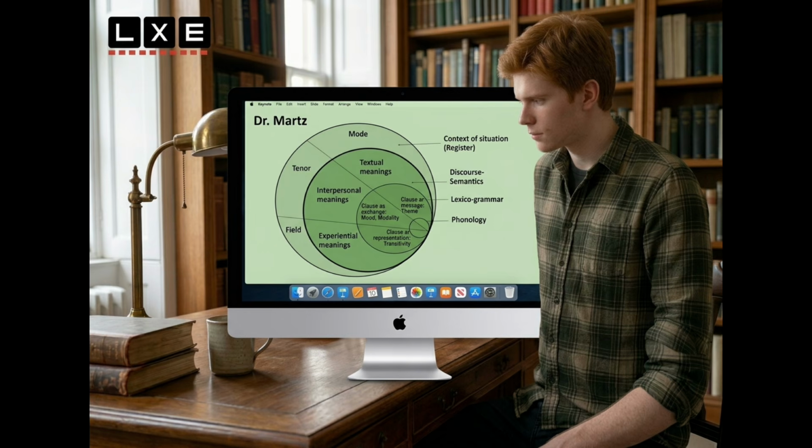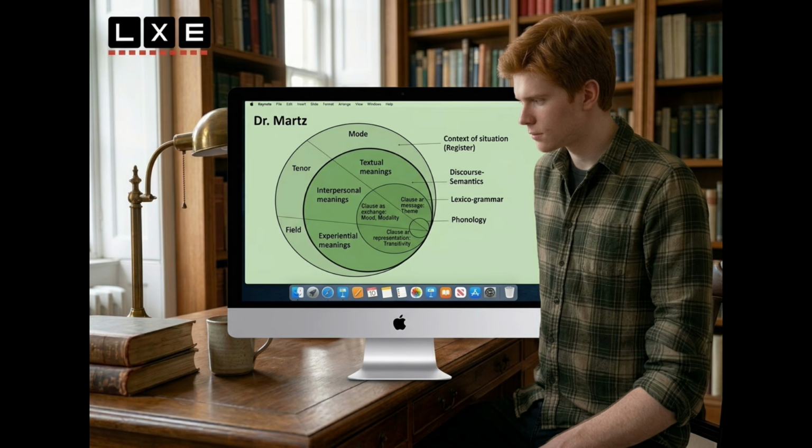The outermost layer is what the professor calls the context. And within context, there are 3 variables. The first is field. Now, field is essentially what's going on. What is the social activity taking place? What is the subject matter? If I'm texting my mate about football, the field is football. If I'm writing a lab report, the field is science. It sounds simple, but it shapes everything about the language you choose.